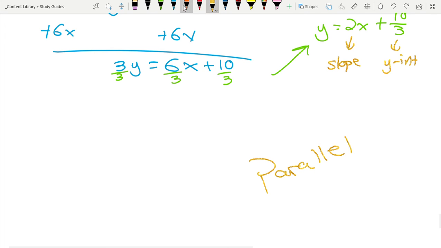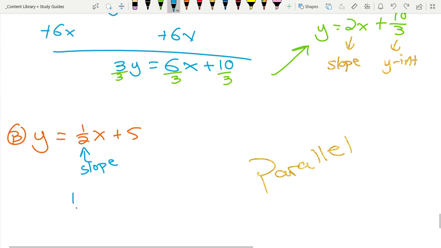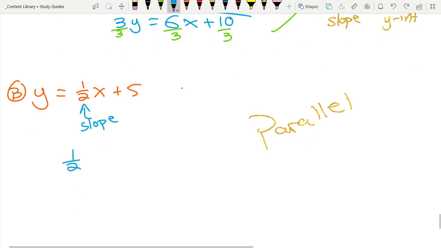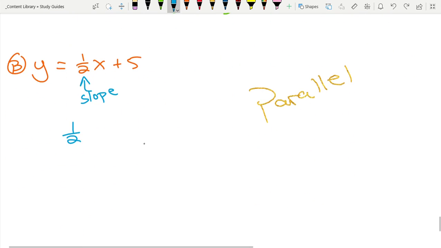Then we go to B, which is much quicker and easier. B says y equals 1/2 x plus 5. Well, since we're in slope-intercept form, we've got the slope right away, no calculation necessary. So I have a slope of 1/2 for this line, and our original line, remember, had a slope of 2. So you might think they're perpendicular because they're reciprocals, but notice how these are both positive numbers. To be perpendicular, you have to be opposite flips, not just the flip, but the opposite sign as well. So therefore, this is neither.